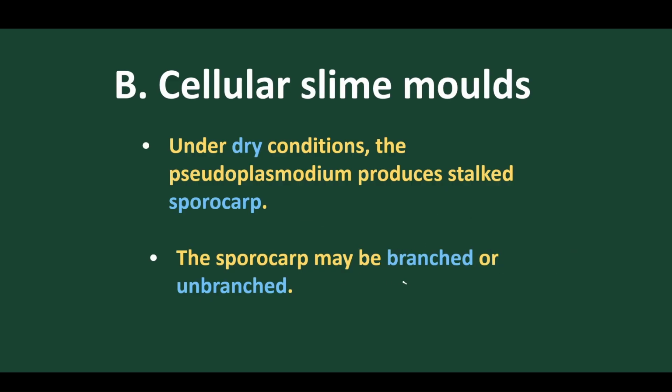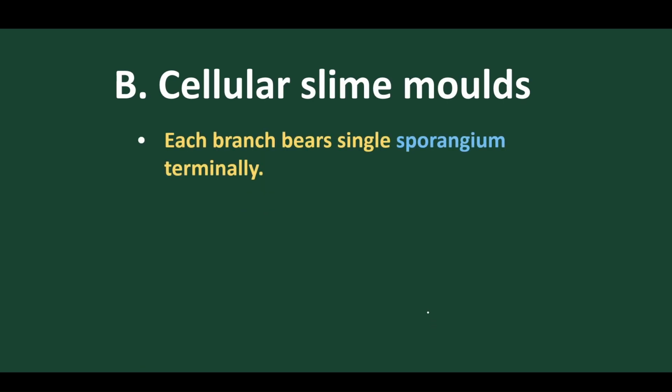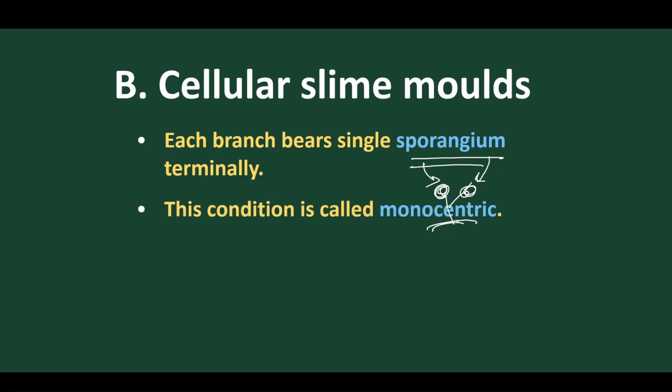The sporocarp may be branched or unbranched, depending upon the nature of the sporocarp. Each branch bears a single sporangium, as we have discussed. So this is the sporangium, terminally, and this is monocentric. Yes, only one is present.